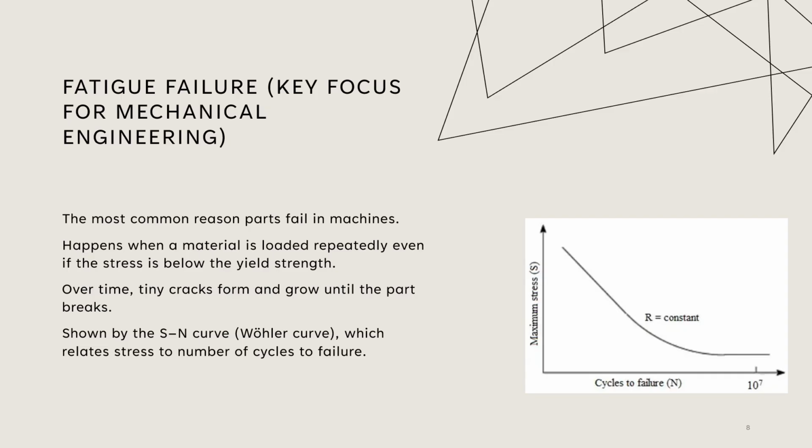So fatigue failure, with a key focus in mechanical engineering, happens most commonly in parts that fail in machines that we design. It also happens when a material is loaded repeatedly, even if the stress is below the yield strength. Over time, tiny cracks form within these parts and grow until the part eventually breaks. This is shown here to the right by the S-N curve, which relates stress to the number of cycles to failure. So the maximum stress will decrease as the cycles continue to get higher until it eventually flattens out and the part breaks.